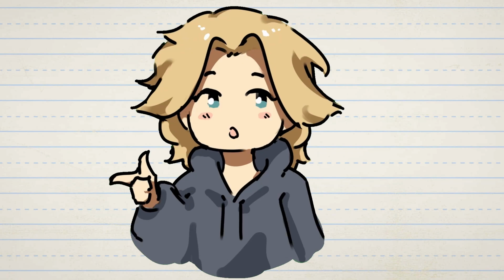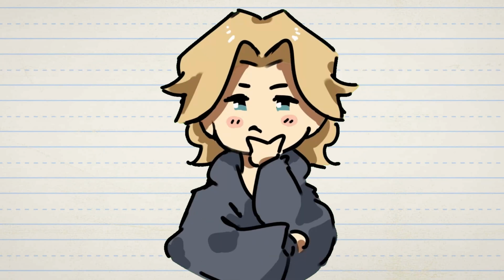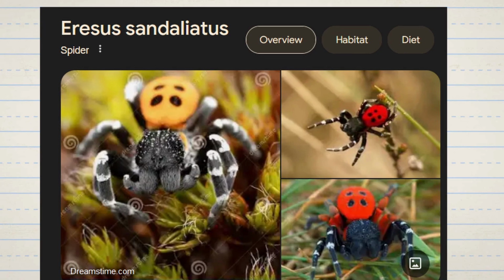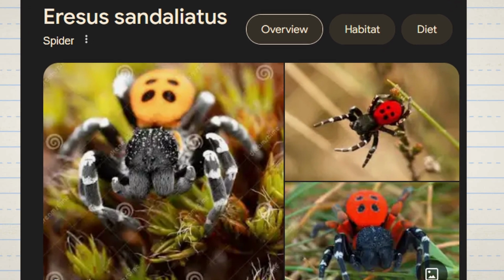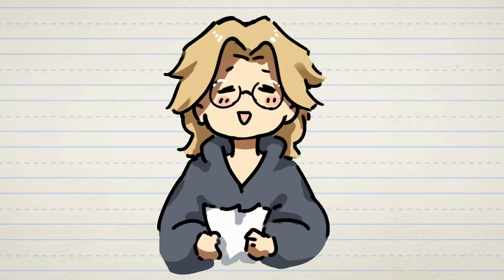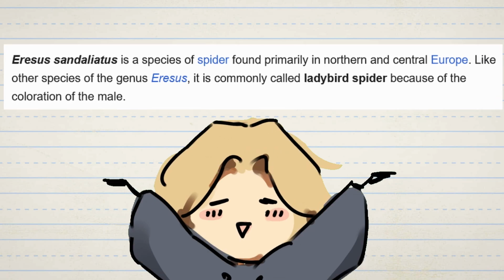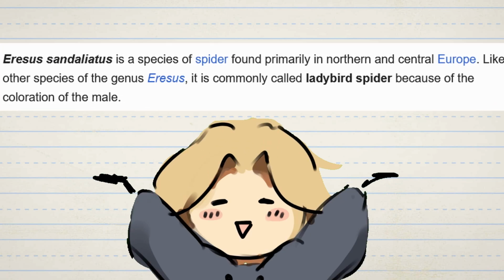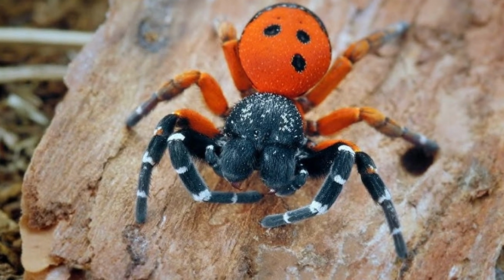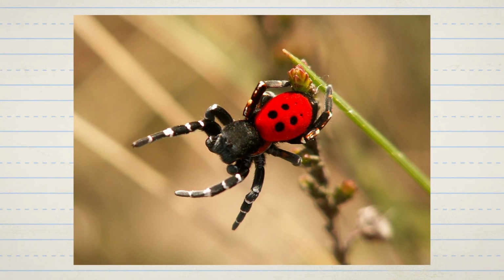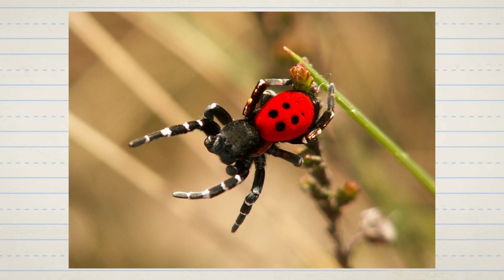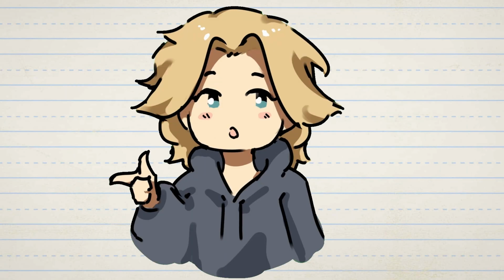Alright, so this next bug is actually recommended by you guys. It is the ladybird spider, otherwise known as Eresus sandaliatus. Nailed it. So it's typically found in northern and central Europe, and it's called the ladybird spider because of the coloration of the male. On top of the back color, they also have 4 black dots, and their legs have little white stripes on them as well. We got some cool designs to work out.